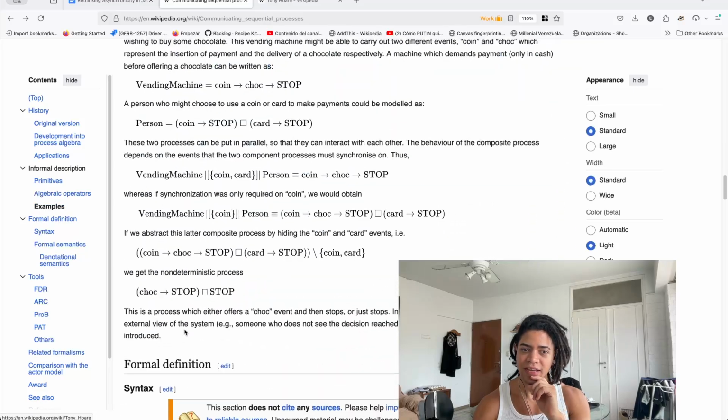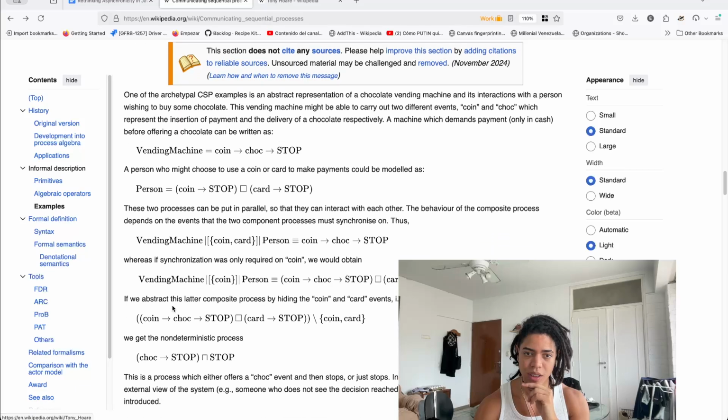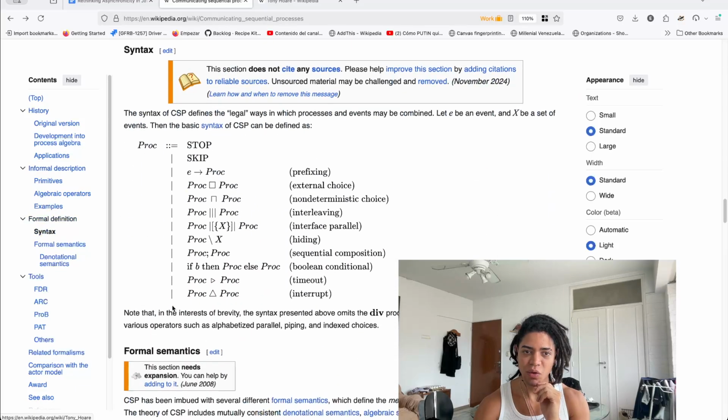I know that I dive deep into this. An example is a vending machine: coin, chuck, and stop. Person, coin, stop, and then car, stop. But again, it's just a way to describe that in a concurrent system.